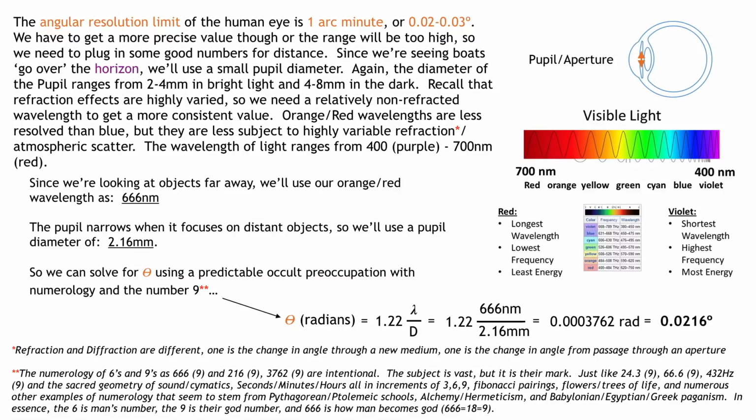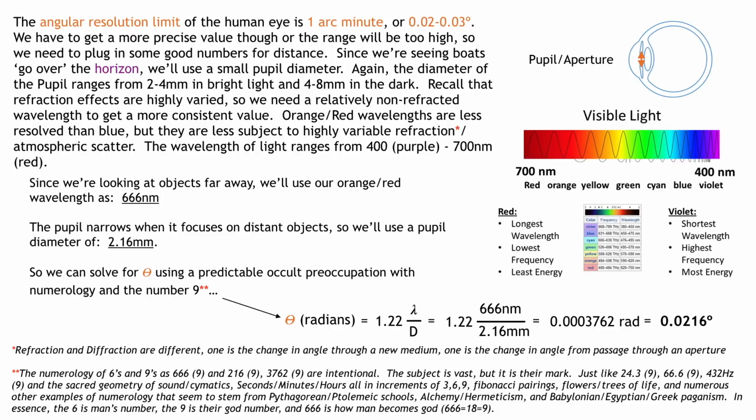So we can solve for theta using a predictable occult preoccupation with numerology and the number 9, such that theta in radians is equal to 1.22 times wavelength divided by diameter, which is 666 nanometers divided by 2.16 millimeters. That gives us our number in radians, which is also adding up to 9, as we'll go through, and that gives us an angular resolution theta of 0.0216 degrees.